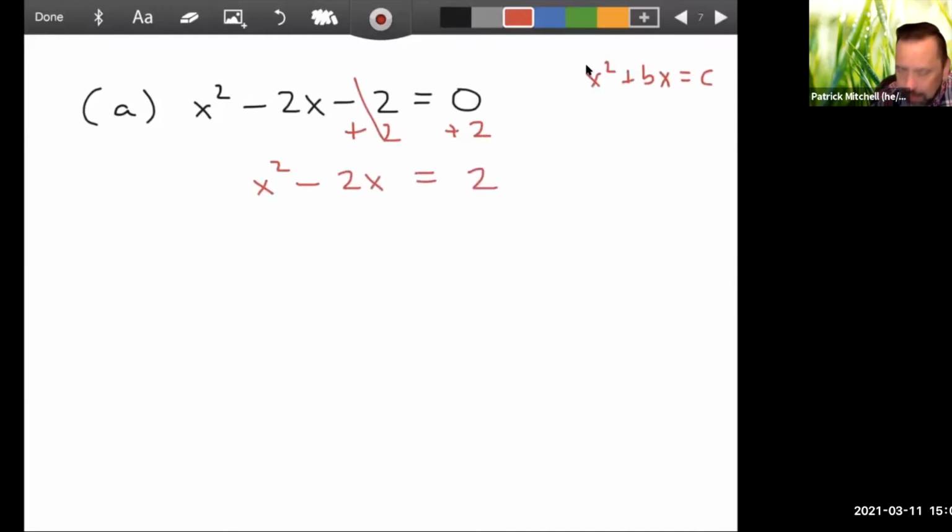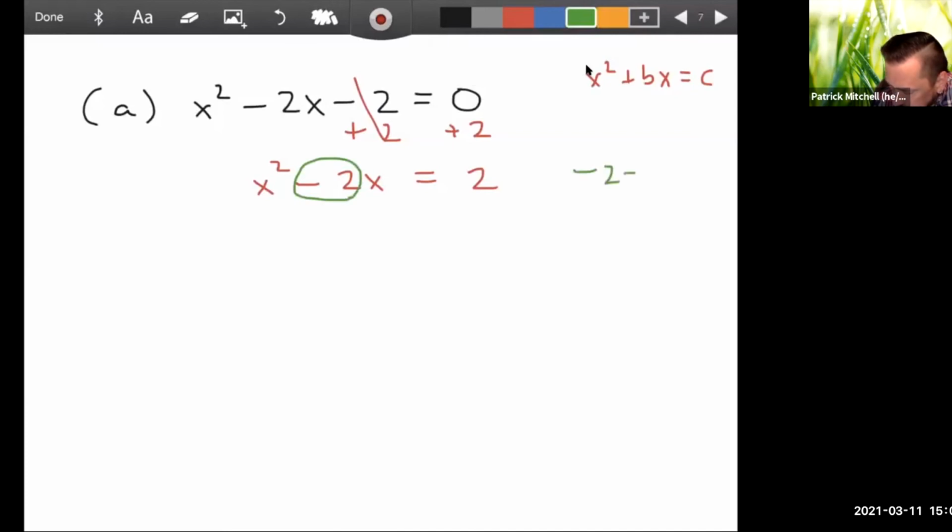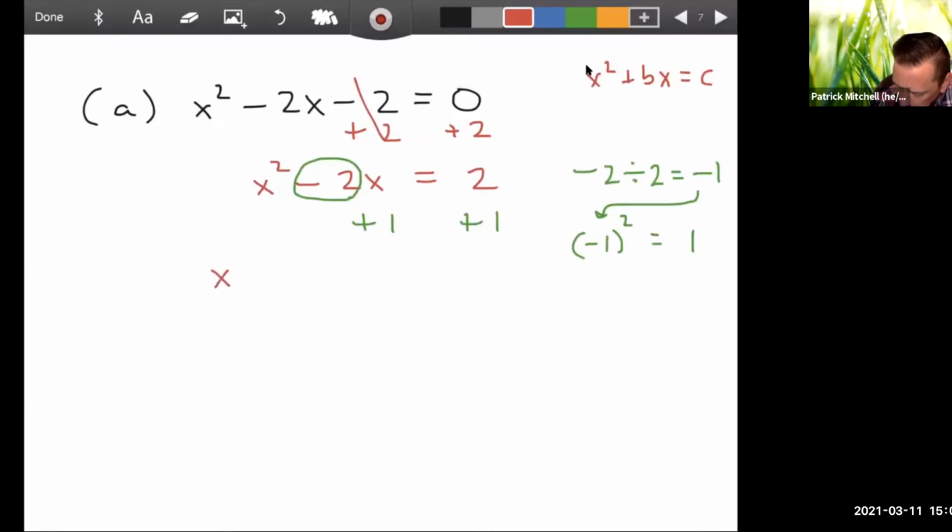All right, so now it's time for the magic trick. I'm going to take the coefficient of x, which is negative 2. I'm going to divide it by 2, which gives me negative 1. And then I'm going to square the answer, which gives me 1. So the magic number is 1. I'm going to add it to both sides. And that's going to give me x squared minus 2x plus 1 equals 3.